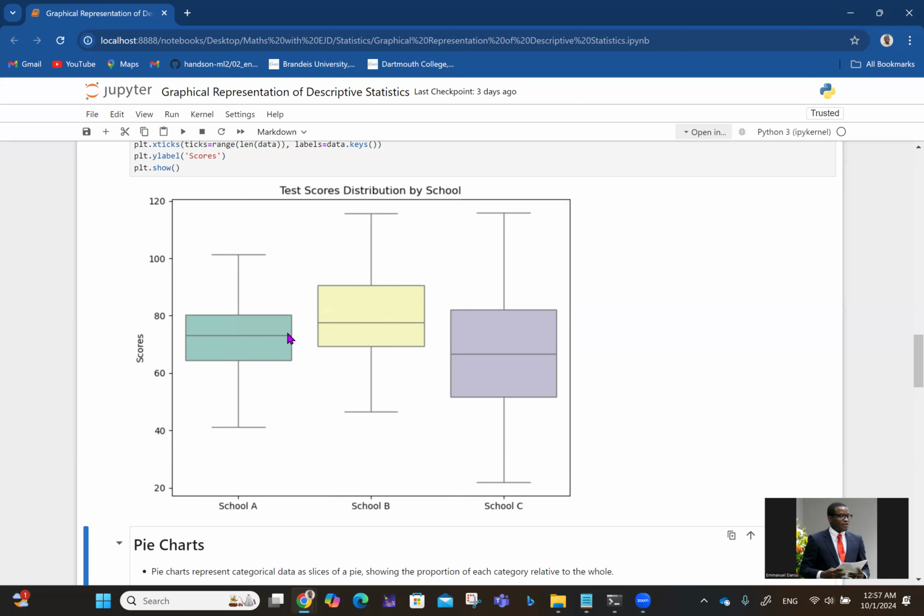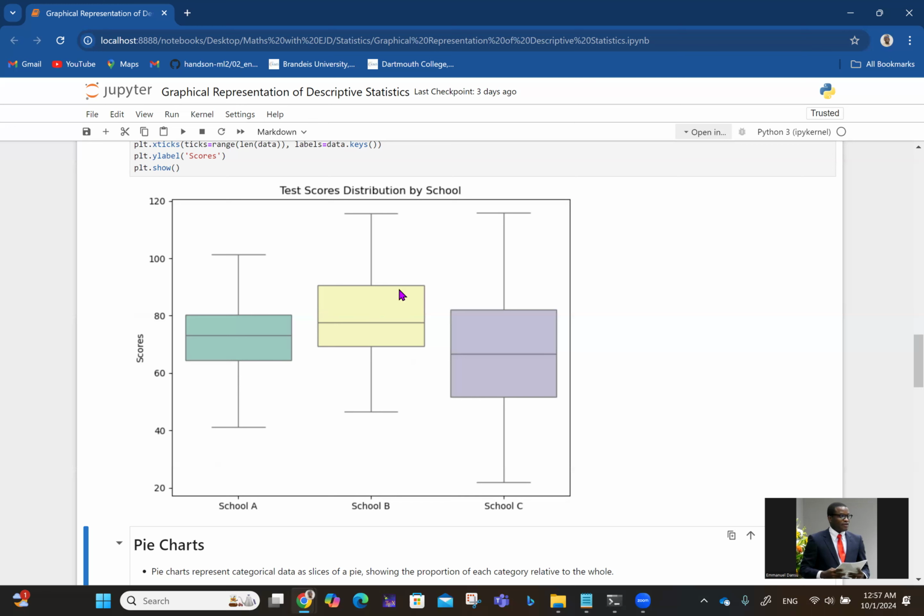So the line here, this is the median. This is the median in the center. This is the minimum score. So you can see that school B seems to perform the best because their minimum score is higher than every other minimum score for every other school, right? Just like their median. So this is the lowest value, the maximum value. This is the lower quartile, which is the 25th percentile. This line is the upper quartile, and the line in between is the median, like that.